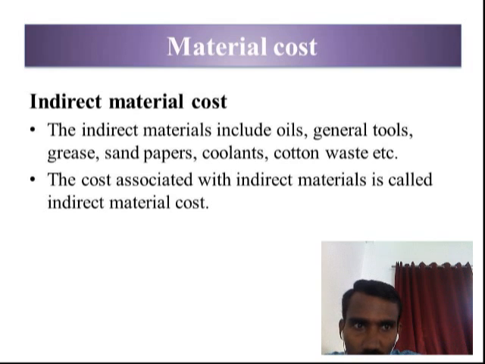Indirect materials include oils, general tools, grease, sandpapers, coolants, cotton waste, and other materials used during the manufacturing process. These costs are indirectly involved in manufacturing components. This is also called the indirect material cost.